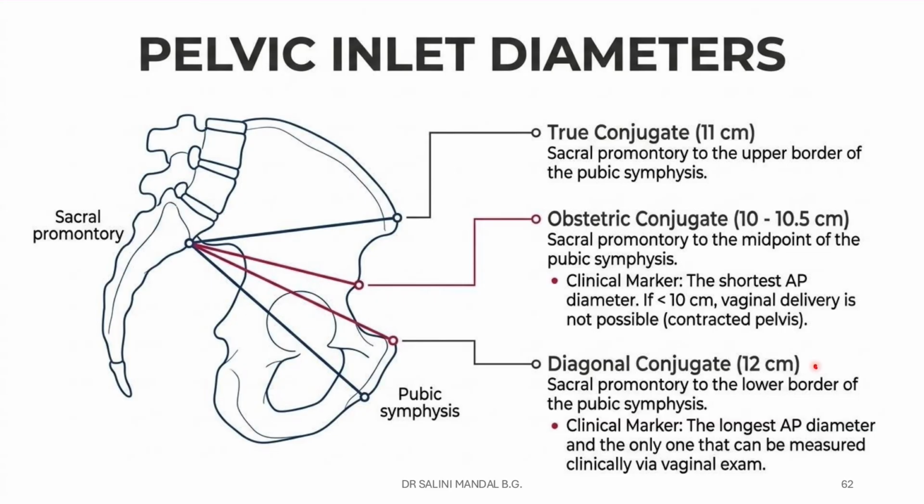Then we have the diagonal conjugate, that is 12 centimeter. Diagonal conjugate means sacral promontory to the lower border of the symphysis pubis. This is the longest anterior posterior diameter, and the only one that can be measured clinically via vaginal examination. Okay, 12 centimeter. True conjugate 11 centimeter, obstetrical conjugate 10 to 10.5 centimeter, and diagonal conjugate is 12 centimeter.